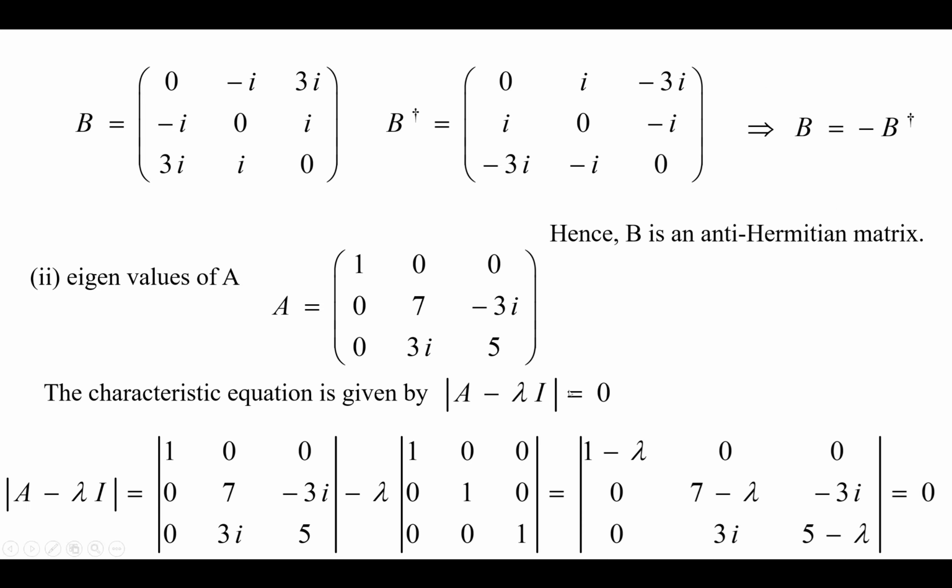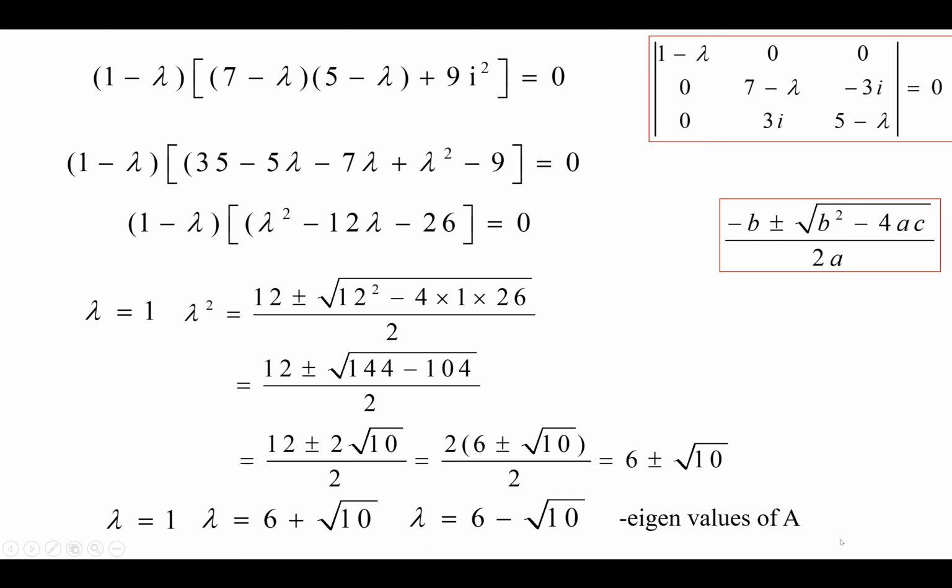The characteristic equation is given as determinant of A minus lambda I equal to 0. So A minus lambda I is the matrix with rows 1 minus lambda, 0, 0; 0, 7 minus lambda, minus 3i; 0, 3i, 5 minus lambda, which is equal to 0. Now just take the determinant.